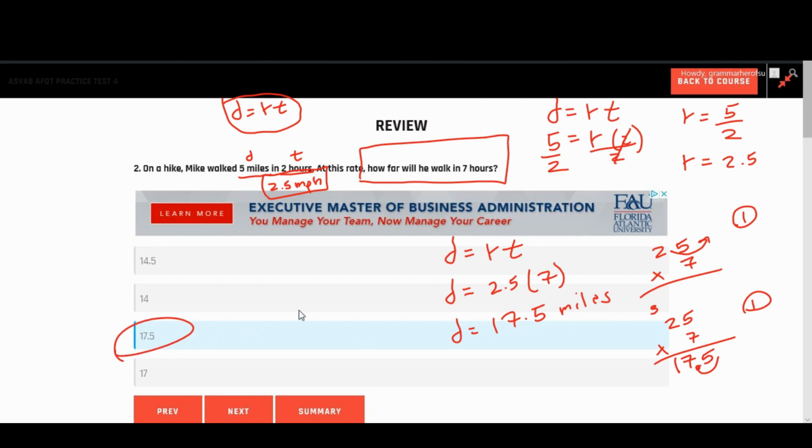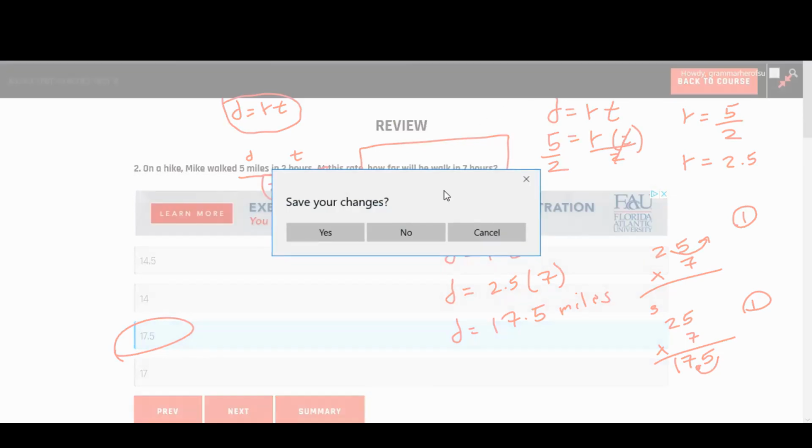So in this case, again, there was nothing too hard to do, but you had to use 2 iterations of the distance formula, one to find the rate and the other to find the distance to solve this problem. So let's go ahead and move on to the next one.